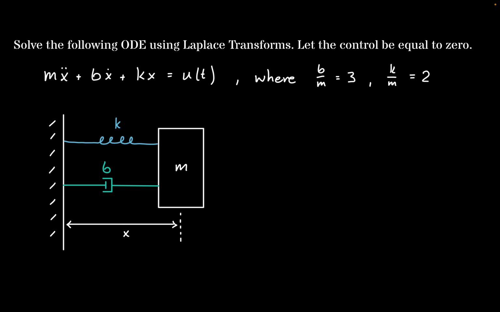Given the following ODE, which is a mass spring dampener system, we want to use Laplace transformations to solve it. Now, for this problem, we are going to let the control be equal to 0. So essentially, u of t is going to be equal to 0.